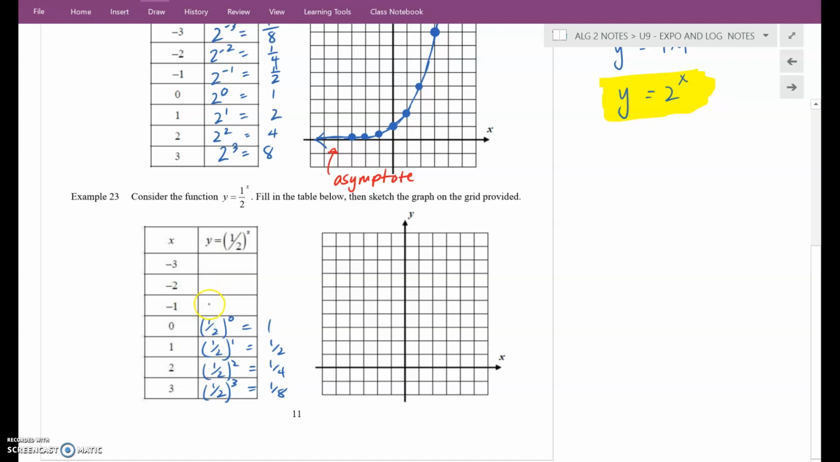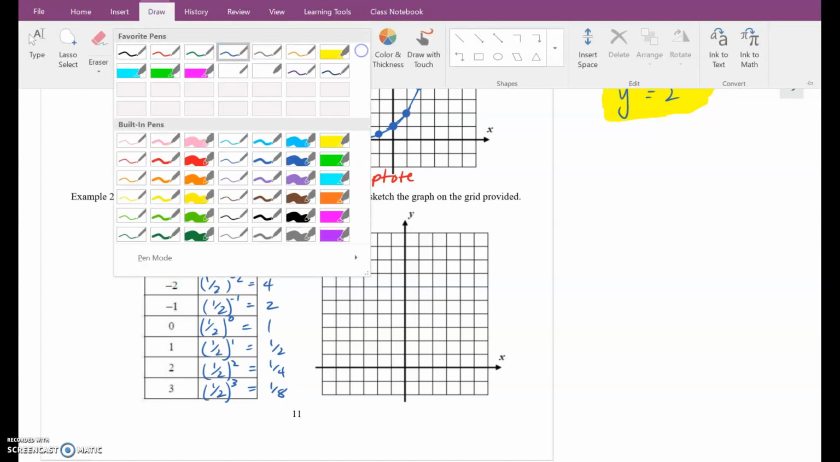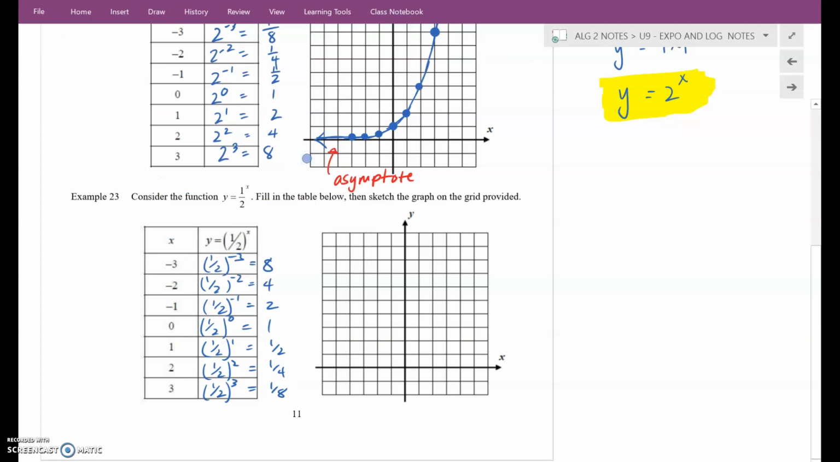And the beauty part is that the negative exponents are just going to flip that 1/2 back into 2 over 1, which is 2. So we're really just going to have the reciprocals of these positive exponents. And then we're going to see that this is just basically going to turn into a reflection of the original y equals 2 to the x in the y-axis.